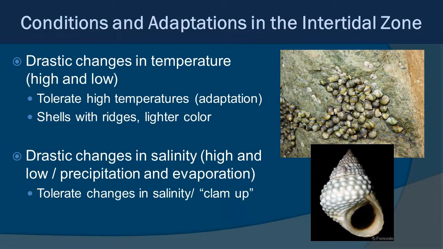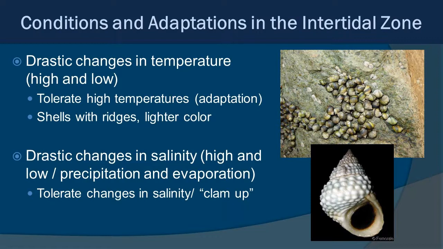Now, there are a few other things that come with that exposure to air, and that's drastic changes in temperature from high to low. If you think about it, as the tide goes down, the sun can bake down and create really high temperatures. Conversely, during cooler times of the year, it can actually get really, really cold exposed to the air. Remember, water tends to stay a little more stable in terms of its temperature.